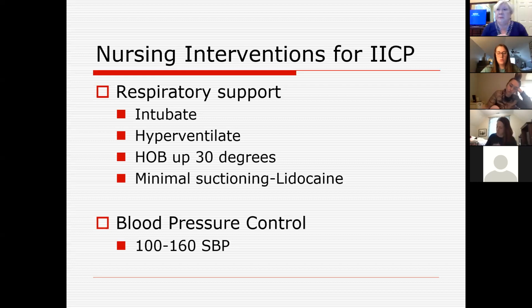We want to keep their blood pressure down, because an increased blood pressure causes them to go into possibly a Cushing's triad. So we want to keep their blood pressure down. We want their systolic to be enough, so at least 100, and we will typically keep them between 100 and 160. You may say 160, that's really, really high.